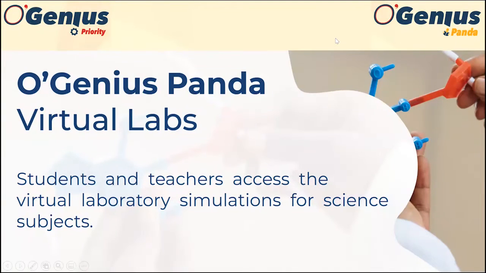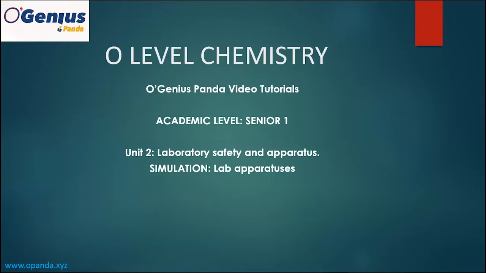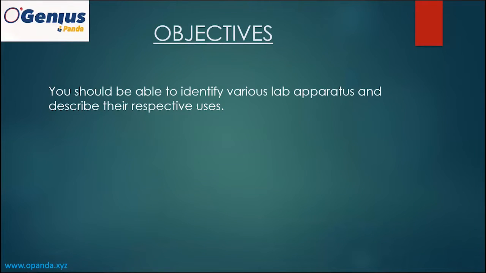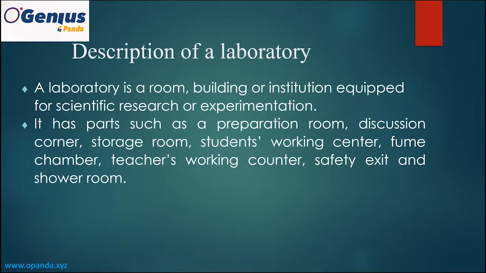Hi everyone. Today we will discuss lab apparatuses. The simulation we are going to discuss today is called lab apparatuses. It is found under Unit 2 of Senior 1, Laboratory Safety and Apparatus. And here we have the objective of our lesson. At the end of this lesson, you should be able to identify various lab apparatuses or pieces of apparatus and describe their respective uses.